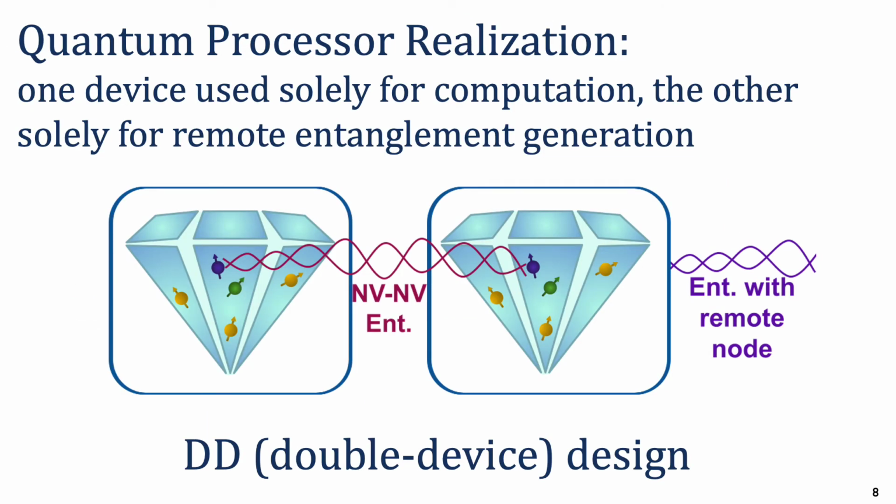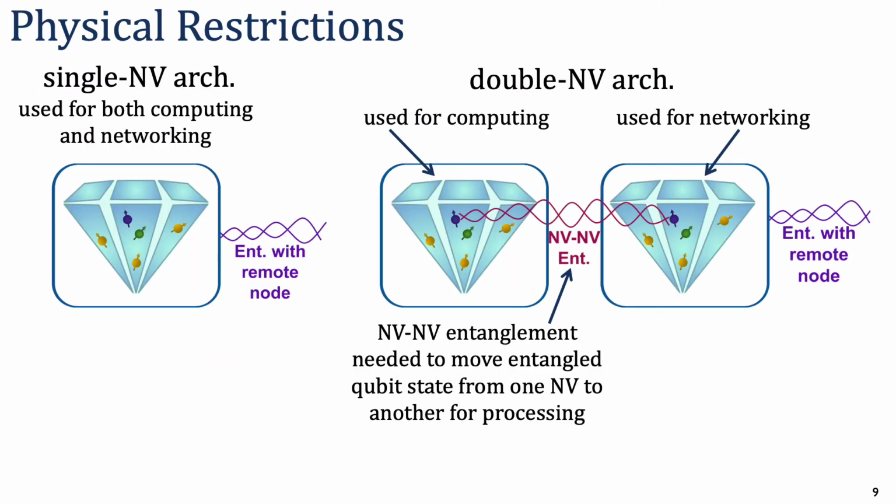A possible realization of such an architecture consists of two NV centers in diamond, one used only for computation and the other only for networking tasks. To transfer the state of a qubit from one NV to the other, it may be required to generate NV to NV entanglement. Throughout this talk, I'll refer to this architecture as the double device design.